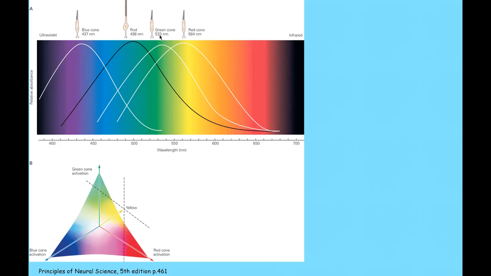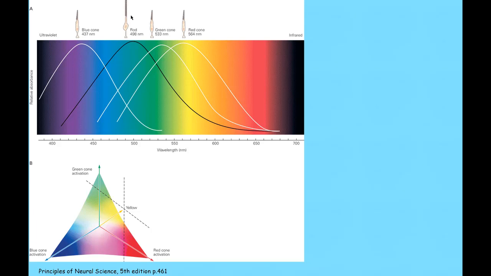Green, 533, and red, 564 nanometers. Now they will fire for light at other wavelengths, just more light is required, or they'll fire less intensely, because they have a graded response to light anywhere within their selective sensitivity curve. They fire most strongly with the least stimulation for the wavelength at the peak of their sensitivity curve. And these sensitivity curves overlap significantly.